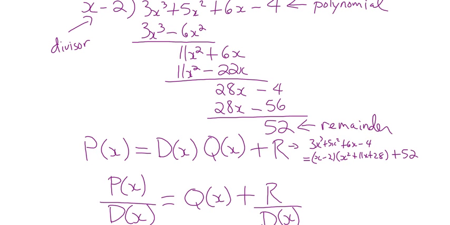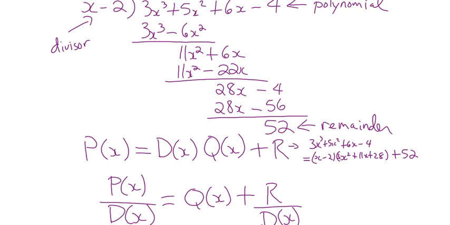Okay, so if you multiply this out, you're going to get 3x cubed, plus 11x squared minus 6x squared, which is plus 5x squared, plus 28x minus 22x, which is plus 6x, minus 56 plus 52, which gives you the minus 4, right? So if you expand that out and add the 52, you get back to there.